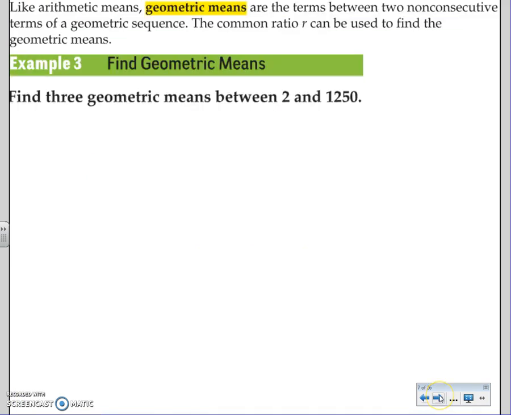Alright, next. Like arithmetic means, there are also geometric means. The numbers between two non-consecutive terms of a geometric sequence. Common ratio r can be used to find those numbers. So find 3 geometric means between 2 and 1250. So we have 2, comma, blank, comma, blank, comma, blank, 3 numbers, 1250. So we're going to use a formula to find r.